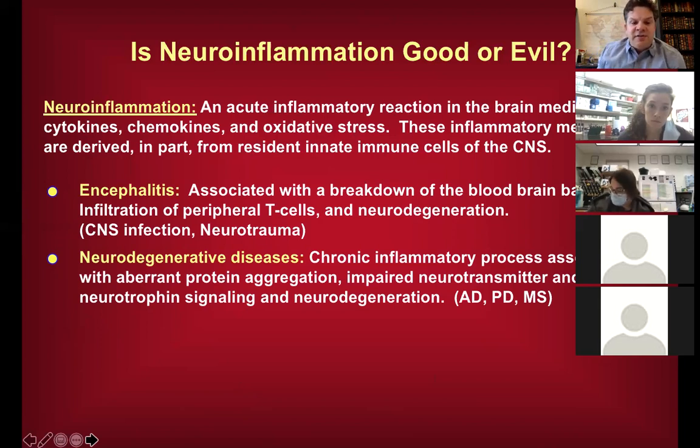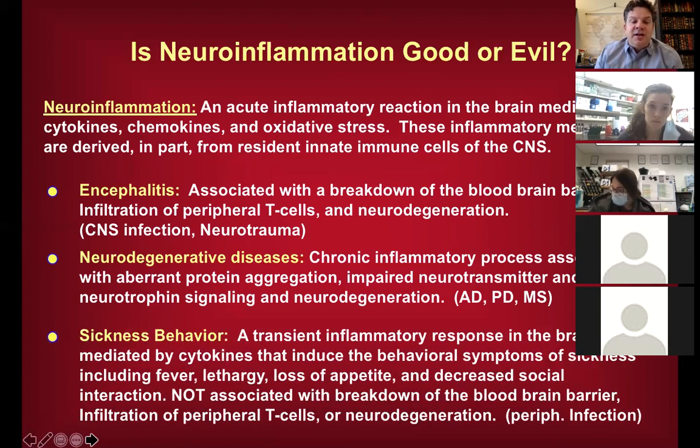Because you can also have this neuroinflammation as part of our normal response to infection. So anytime you have an infection, it's going to be sensed by the brain, right? And that's part of the reason that we induce a fever and we change our behaviors, we stop eating and we want to sleep more, is that the immune system communicates these things to the brain.